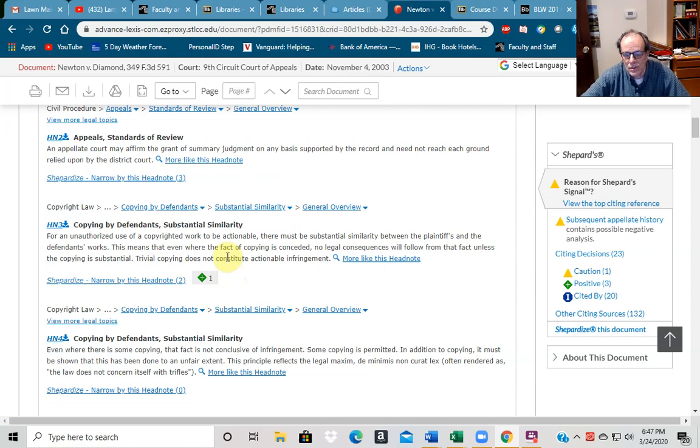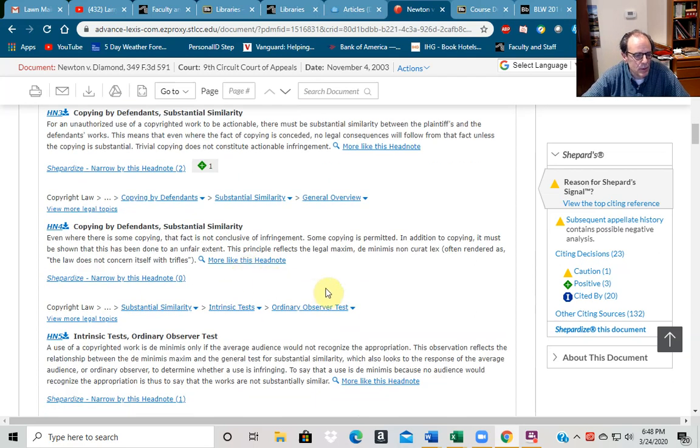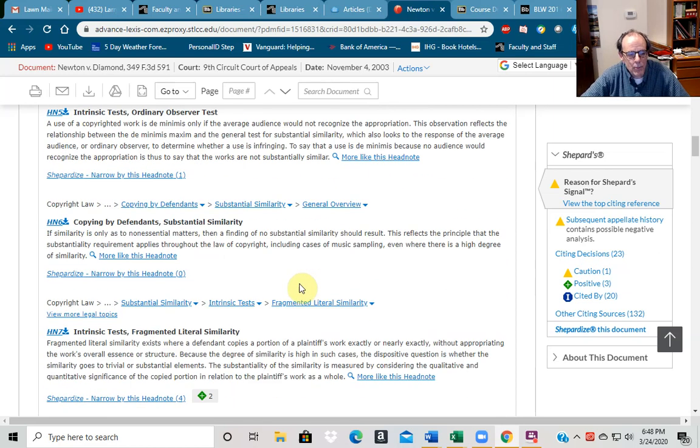I don't want to do this student's work for them. This is kind of an interesting case. It's about sampling of a little segment of the Beastie Boys, I believe is who it was. That's what it says in the book. But right here, these are your issues.